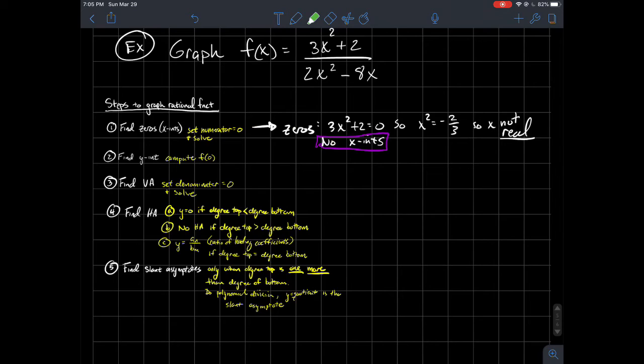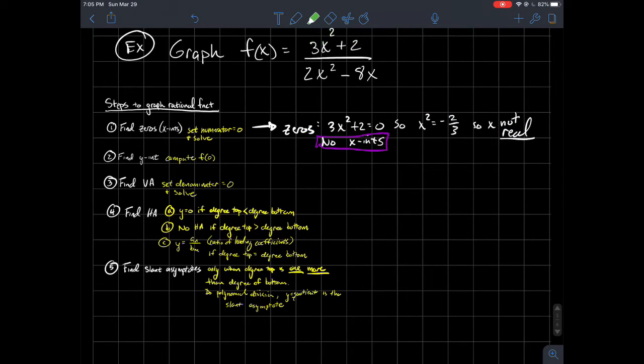So to find the zeros, again, set the numerator equal to 0. When you do that, you would get x squared as negative 2/3. And when you take the square root of that, you get a complex number, right? You get the square root of negative 2/3, and that's not real. So what does that mean? It means that thing never goes through the x-axis, so no x-intercepts or no zeros.